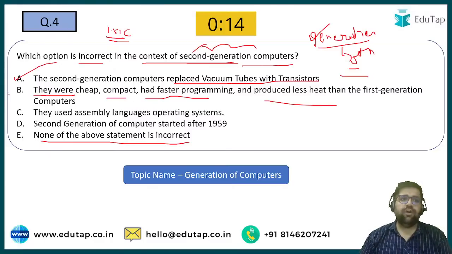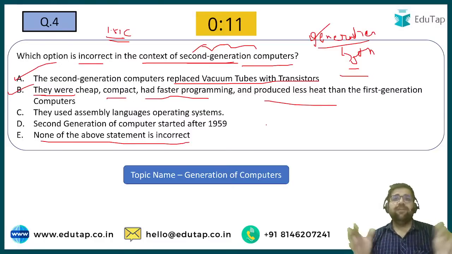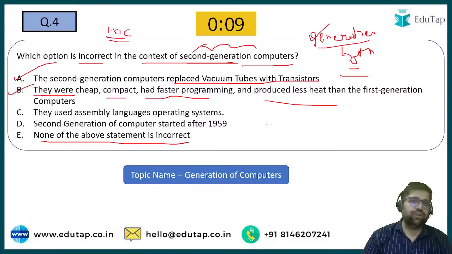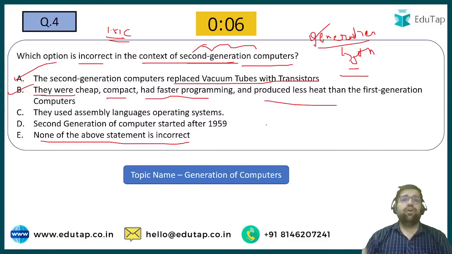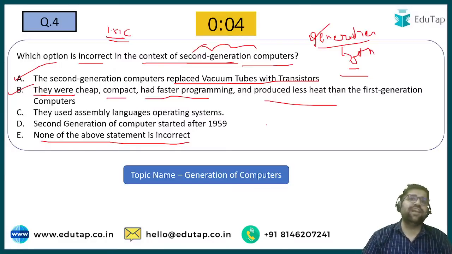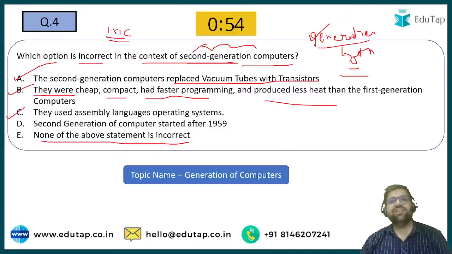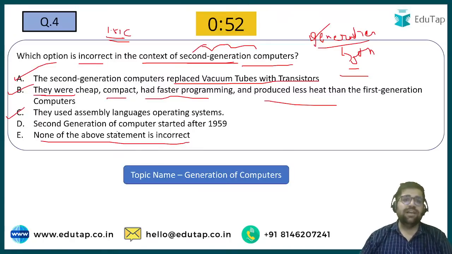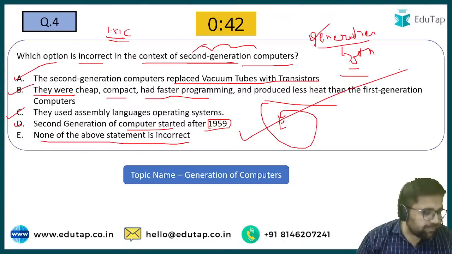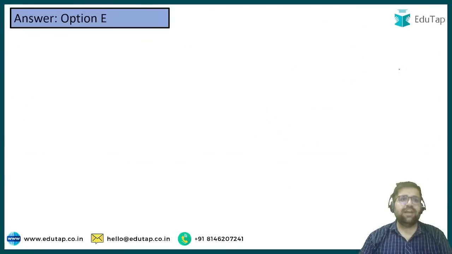Yes, this is also correct, because earlier in generation 1 we had big vacuum tubes. Because of those tubes, the temperature of the computer would rise. But because of transistors, introduced in the second generation, the computer started to produce less heat. They use assembly language. Yes, this is also correct, because first generation computers were using machine language. The second generation started to use assembly language. Second generation started after 1959. This statement is also correct. So the correct answer of this question will be option E. Those who answered question number 4 as E are on the right track.